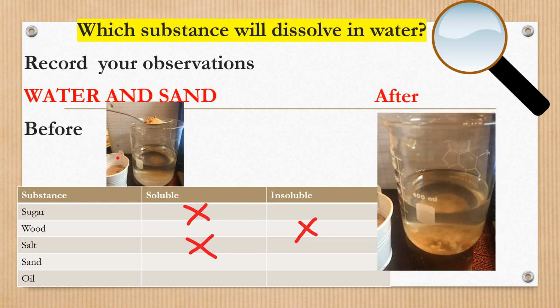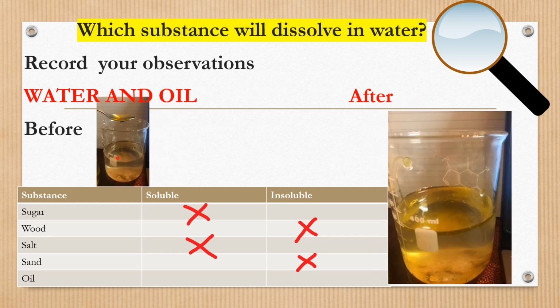Water and sand. I noticed that after I stirred, I could still see the sand at the bottom of my cup. Because the sand is still at the bottom of my cup, the sand did not dissolve. And because it did not dissolve, the sand, it is insoluble. Again, the sand is insoluble.